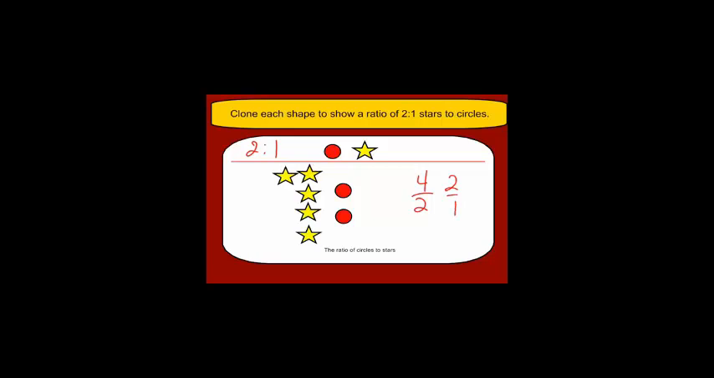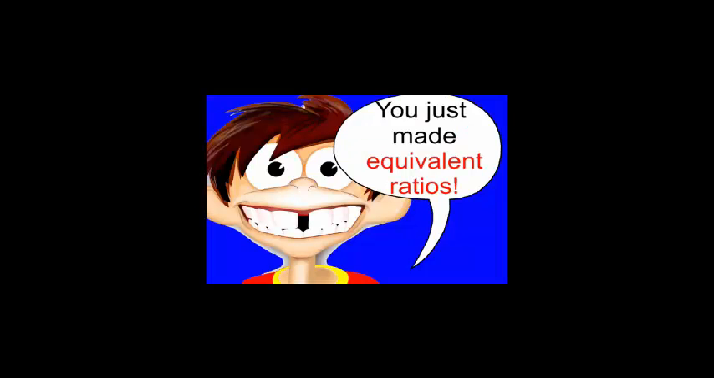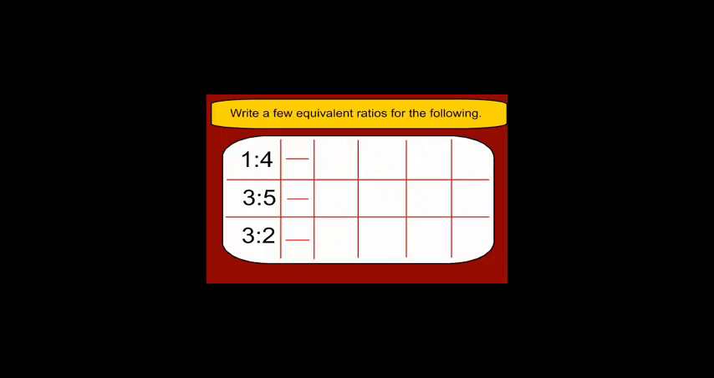I could also do 6 to 3. That's a ratio of 2 to 1. I could even do, I'll do one more here, I could do 8 to 4. All of these are equivalent ratios. If I simplified these 3 ratios, they would all simplify to 2 to 1. So when asked to do a representation of 2 to 1, these would all be correct. So we just made some equivalent ratios. Let's make a few more.